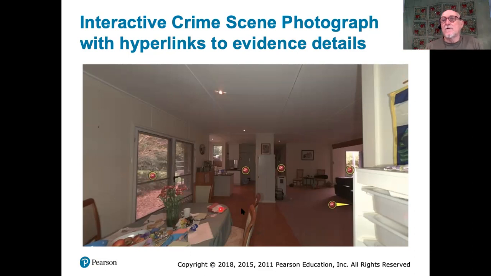A very, very useful way for investigators to keep a record, because a single crime scene may yield hundreds of pieces of evidence. And keeping straight in all of the recording and in people's minds where that evidence came from and what its significance was can be a very difficult task. This is a very good way of doing it.